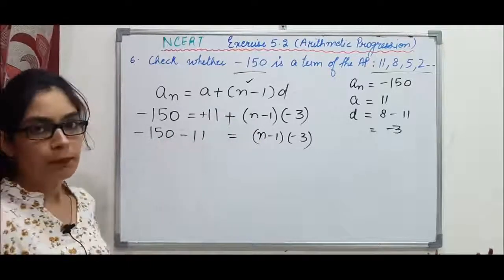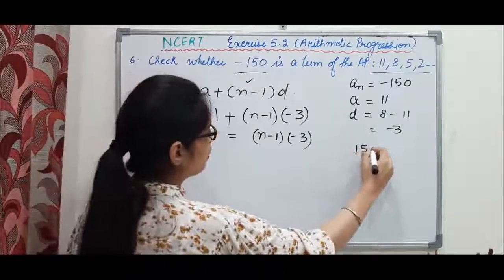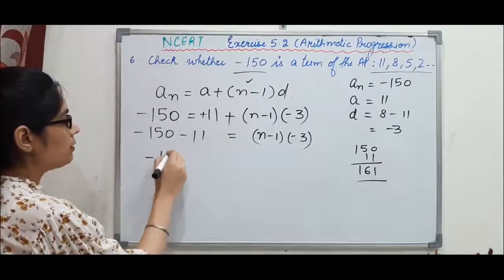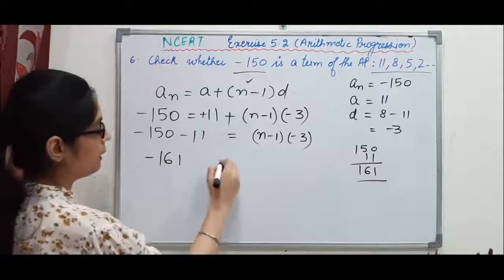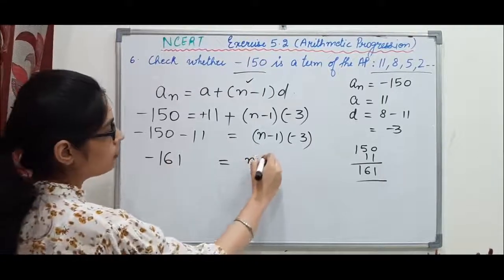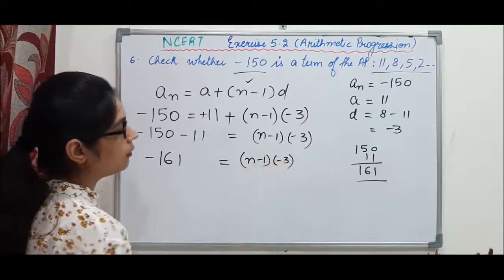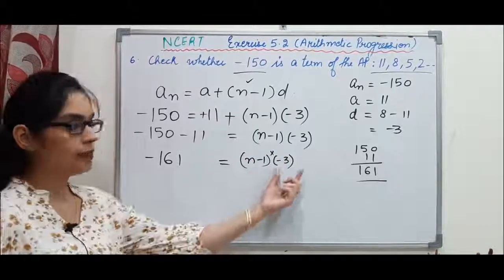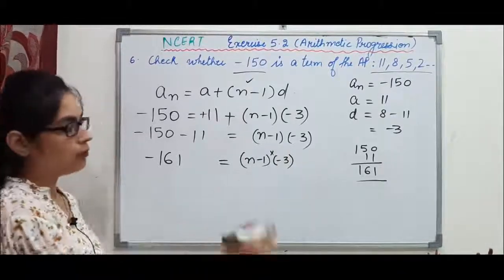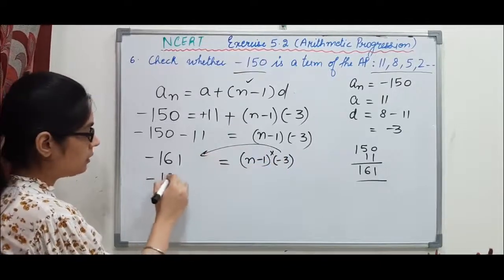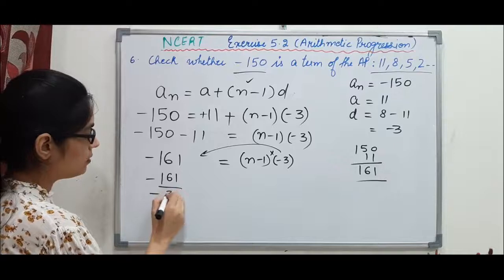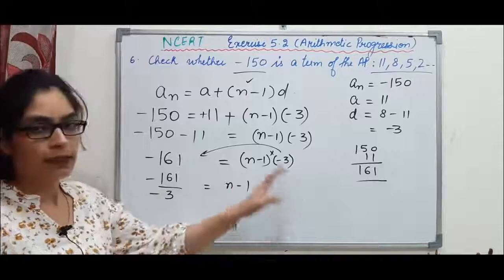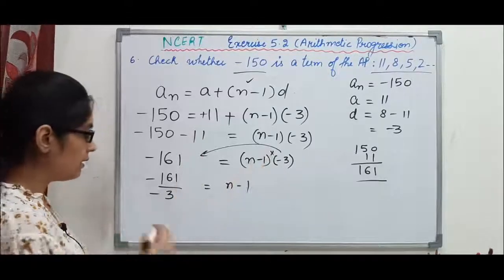So minus minus is plus. So 150 plus 11 is 161, with a minus sign. So minus 161 is equal to n minus 1 into minus 3. Now with this term, a multiplicative term is there, so this multiplicative term now I have to shift to the other side. So minus 161 by minus 3 is equal to n minus 1, because minus 3 is getting multiplied on this side. When I shift it to the other side, it will get divided.